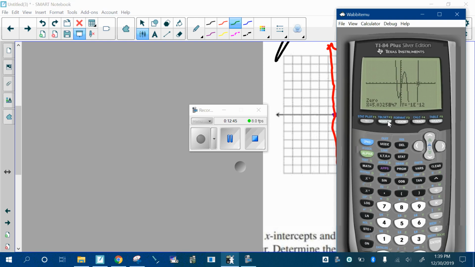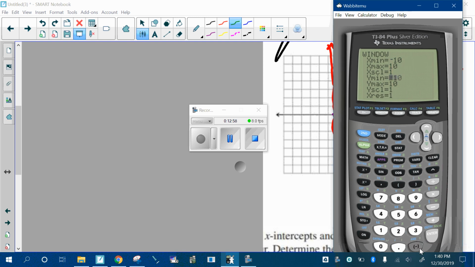Reminder here, the window is what decides how big the graph is. I want to go further down, so what I want to be bigger is my y minimum. Instead of going down to -10, let me have it go down to -100. Who knows how far down it goes? Now my graph looks like this because it only goes up a little and goes way down. But look, I can actually see the bottom there.